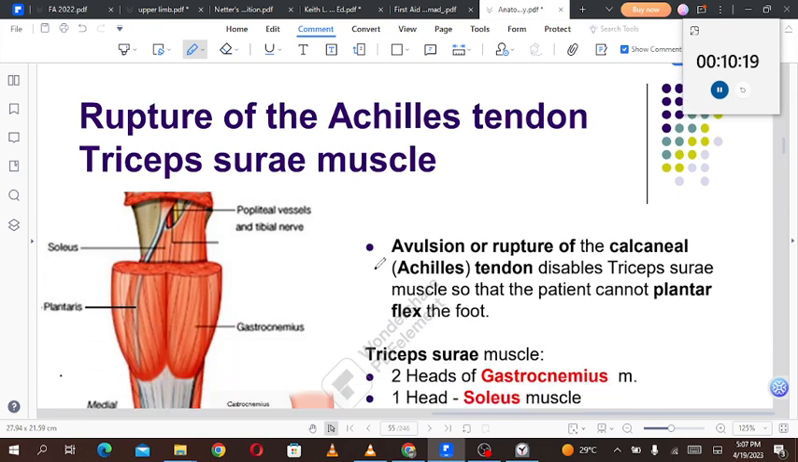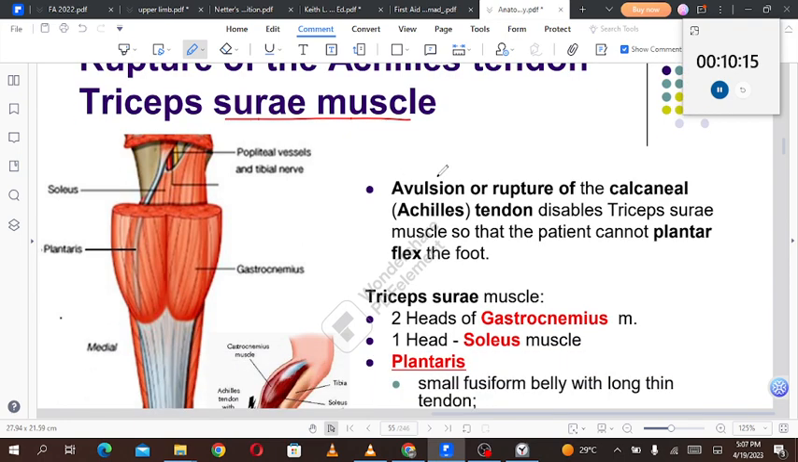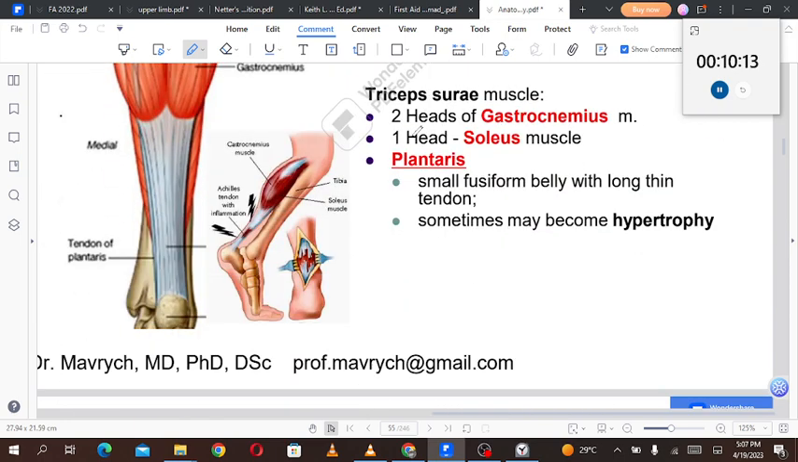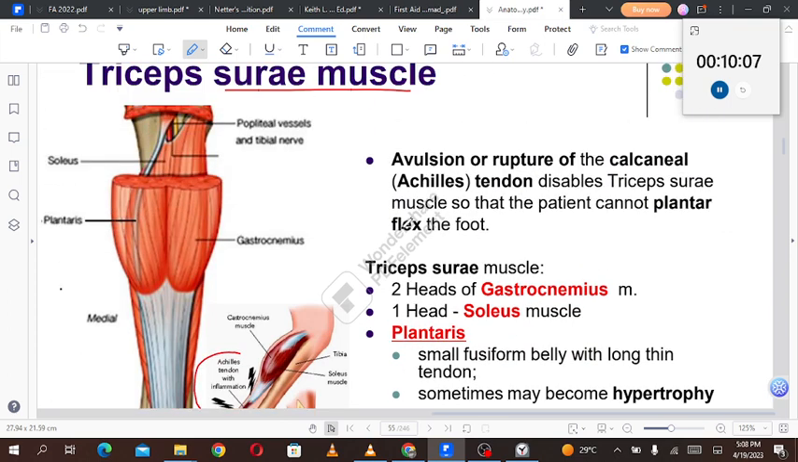Rupture of the Achilles tendon, triceps surae muscle. If there is rupture of the Achilles tendon, like this is the Achilles tendon, avulsion or rupture of the calcaneal or Achilles tendon disables the triceps surae. Triceps surae contains three heads: the gastrocnemius and the soleus muscle. Let me check that.